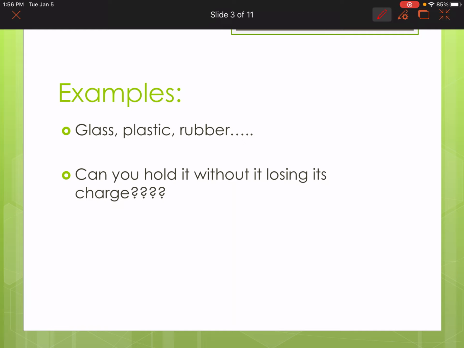Now, the question: can you hold an insulator without it losing its charge? And the answer to that one is yes, you can. If you've got a balloon, let's draw a balloon here. Anyways, let's say we've got a bunch of negative charges all kind of together here, and then the rest of the balloon.